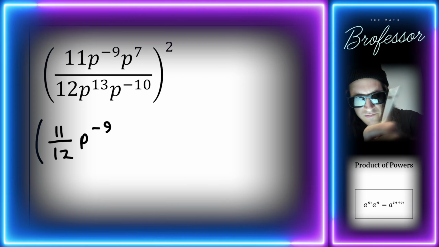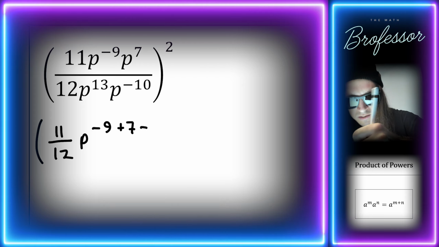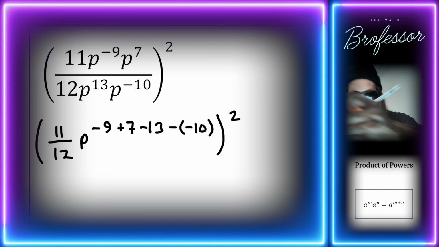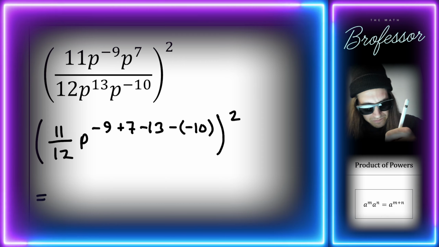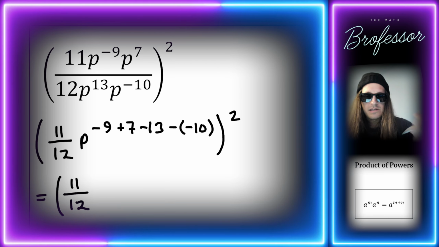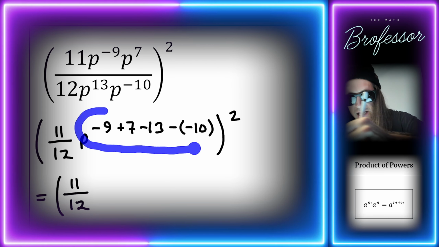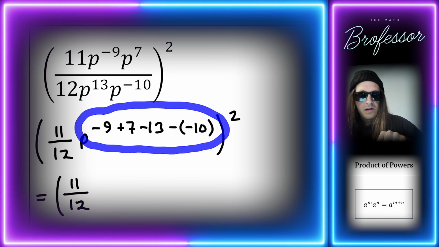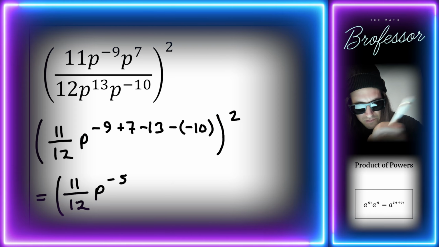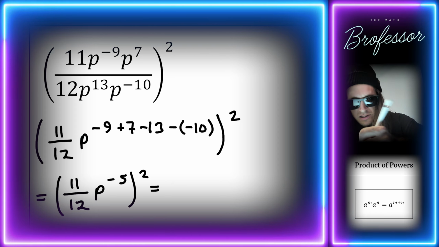This will be negative 9 plus 7. Then we have to subtract the 13 that's in the bottom, as well as the negative 10 that's in the bottom. Watch out for that double negative. That's a minus negative 10, all squared. Equals. Let's keep the 11 over 12. I'm not sure what's going to come of the p yet. I have to do this in one step for the sake of room. Negative 9 plus 7 is negative 2. Minus 13 is negative 15. Plus 10 is negative 5. So it did end up being negative. Because it's negative, it needs to go to the bottom.